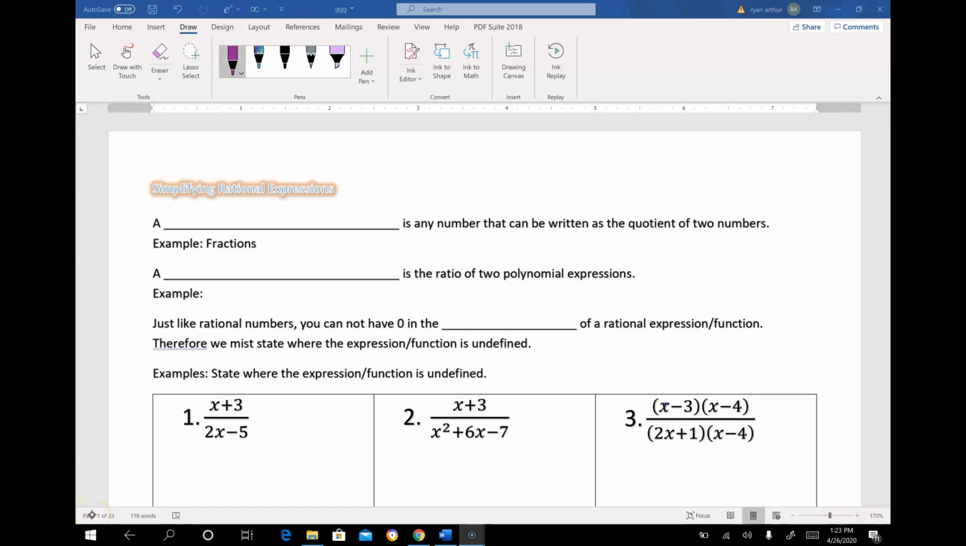Alright guys, today we're going to learn about simplifying rational expressions. You've previously learned how to factor, a review of factoring, so we're going to use that today also. So first we're just going to talk about what it is.